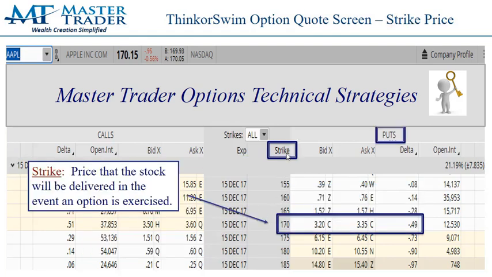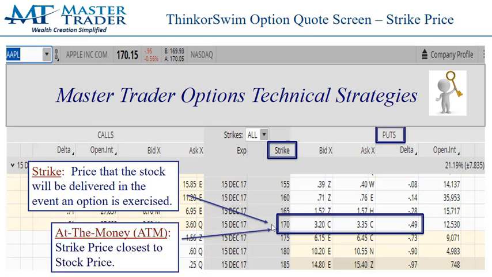The strike price, that's this box right here. The strike price is the price that the stock will be delivered in the event an option is exercised. So do you remember we said in the definition of calls and puts of an option, it's the agreement to buy or sell something at an agreed upon strike price. That's what this is. So these parties are agreeing to exchange Apple stock to buy or sell it at $170, whether you're a buyer or a seller of a put or a call. These are the puts on the right.